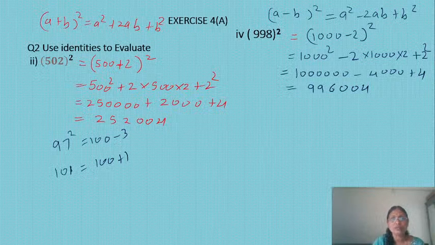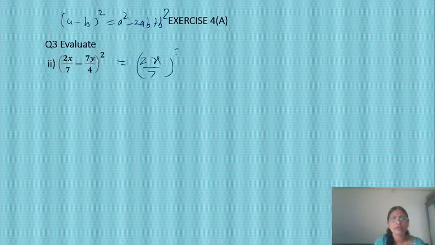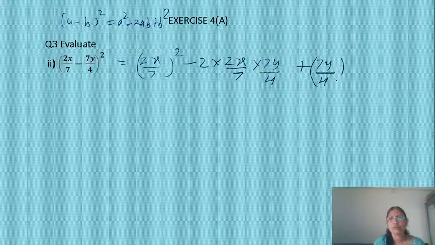You are going to solve similar questions from the exercise. Let us move on to the next question, children, question number 3. I have taken one question out of that. This is again (a minus b) the whole square, which is why you are asked to learn identities: a square minus 2ab plus b square. Your a is 2x upon 7. So the square of 2x upon 7, minus 2 into 2x upon 7 into 7y upon 4, plus the square of 7y upon 4.